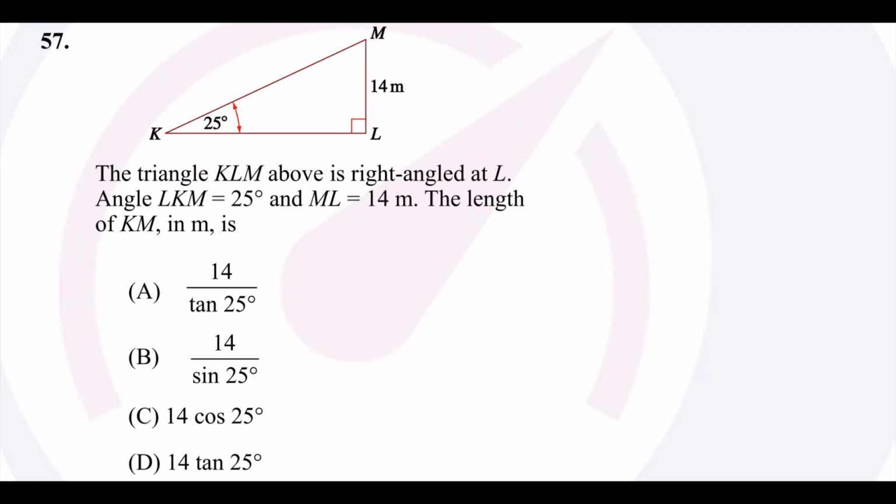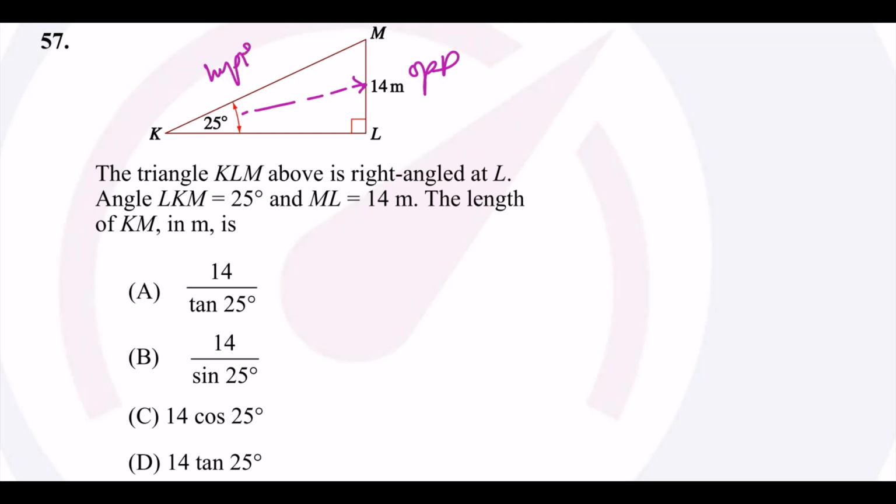Question 57, we're getting closer and closer to the end. So the triangle KLM above is right-angled at L. Angle LKM is 25 degrees and ML is 14 meters. The length of KM in meters is, so let's look at what we have. We have the opposite side and it wants us to find KM, which is the hypotenuse.